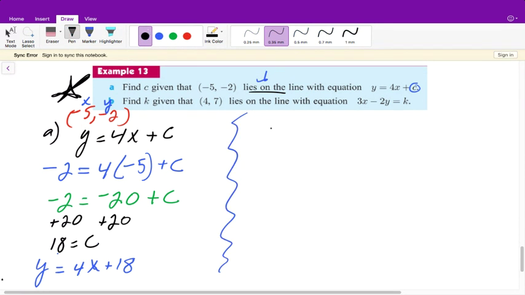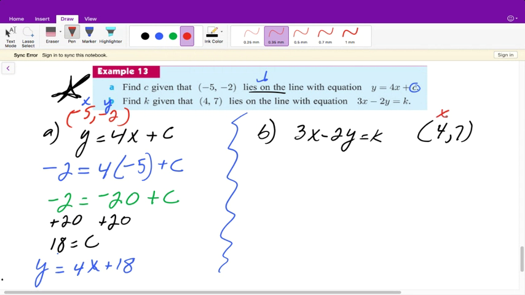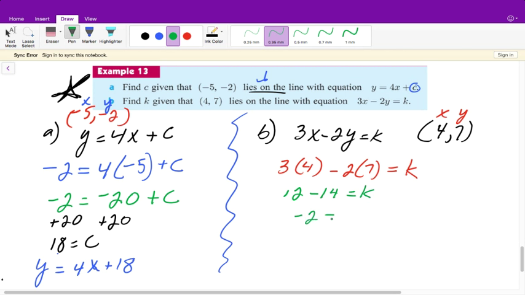All right, for the next one, we have 3x minus 2y is equal to k. We're given that the points 4, 7 fall on the line, so I know that they satisfy this equation. So I can substitute 4 in for x, so 3 times 4, and 7 in for y, so -2 times 7. All right, just like before, I don't have to write the question mark on top because I know it satisfies it. And then I just solve. This will give me 12 minus 14 is equal to k, and that means -2 is equal to k.